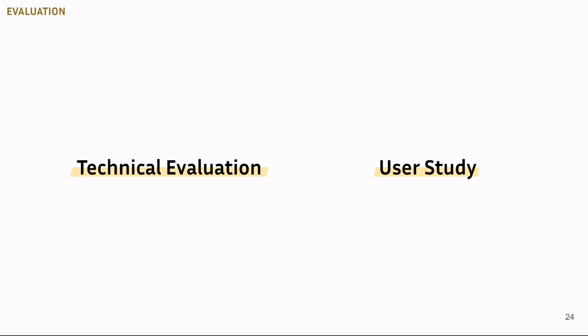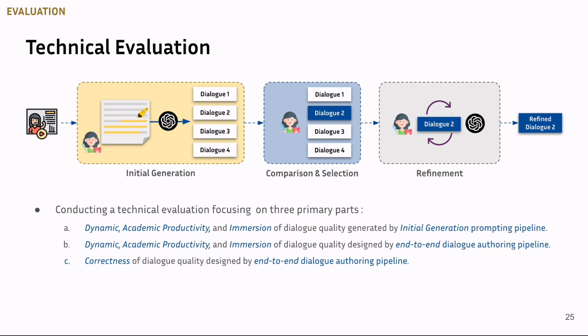We conducted 2 evaluation studies, which are a technical evaluation and a user study. For the technical evaluation, we evaluated whether our initial generation prompting pipeline can generate dynamic, academically productive, and immersive dialogues, and whether our end-to-end authoring pipeline can support instructors to design dynamic, academically productive, immersive, and correct dialogues.